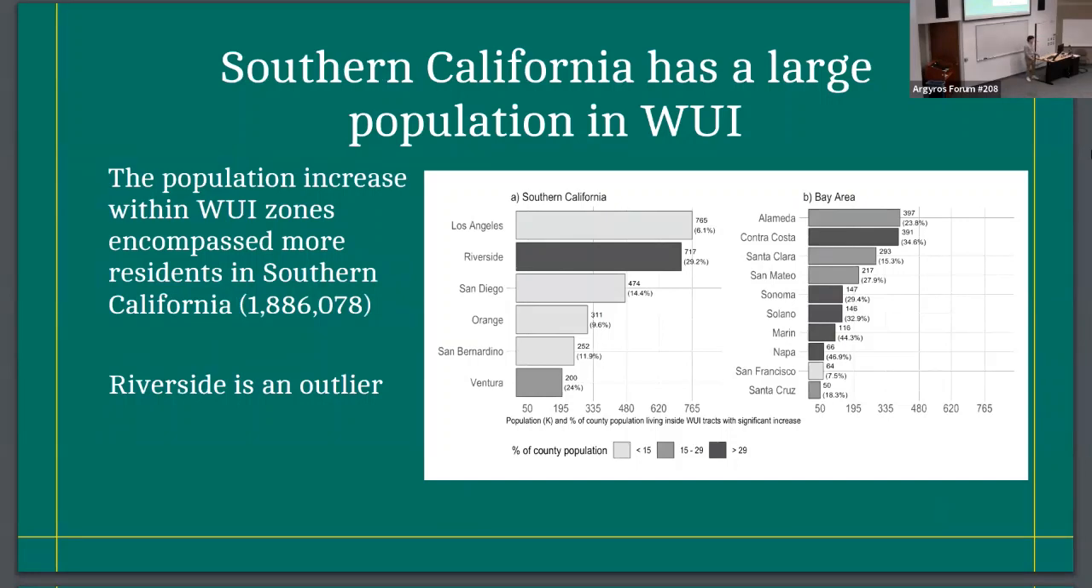And to get into more specifics as to what I was saying, we have the numbers right here. To put it into perspective, only 10% of California's land is WUI. So it's pretty significant that in pretty much every county in the Bay Area, more than 15% of the population is living in these areas, and the WUI only captures 10% of land mass. That's pretty significant at the end of the day. The only outlier is Riverside when it comes to what communities are mostly changing in population, but you're seeing similar trends throughout different counties in the Bay Area and Southern California.